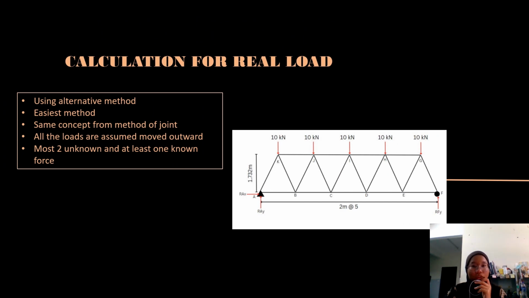For internal force, the real load. The calculation for real load is by using the alternative method. This method is the easiest way to obtain the force in each member. It has the same concept as the method of joint, where all the loads need to be assumed moving outward from the joint. And in order to use this method, there must be at most two unknown and at least one known force.